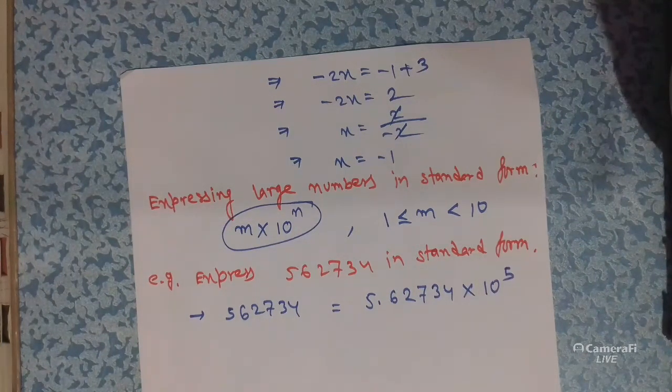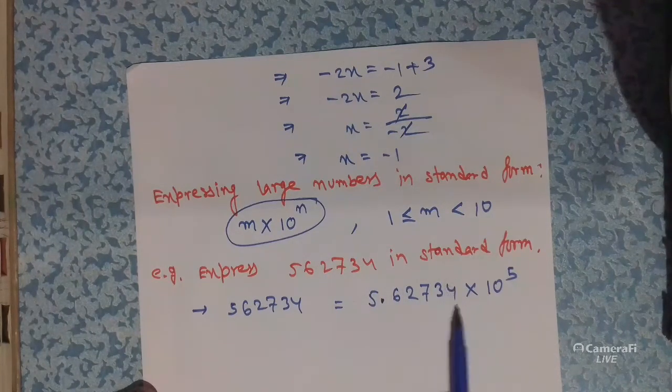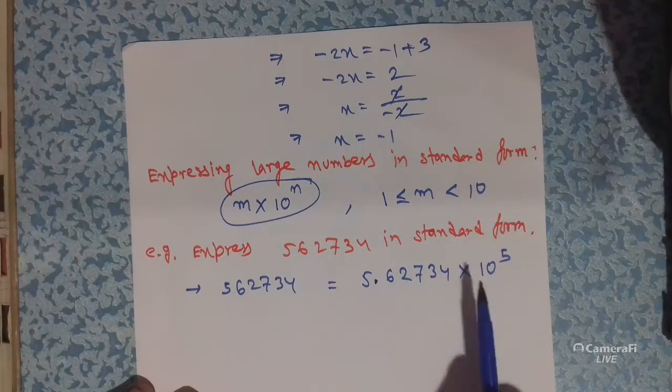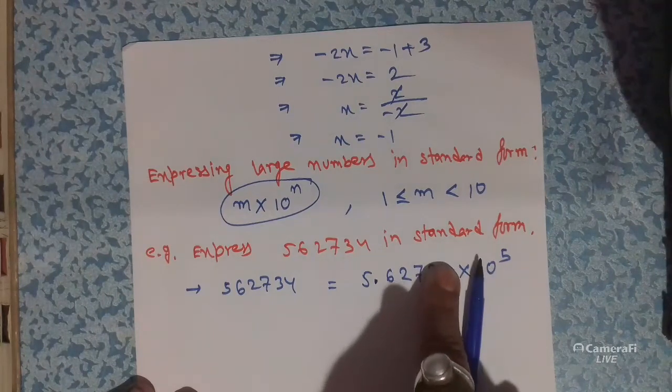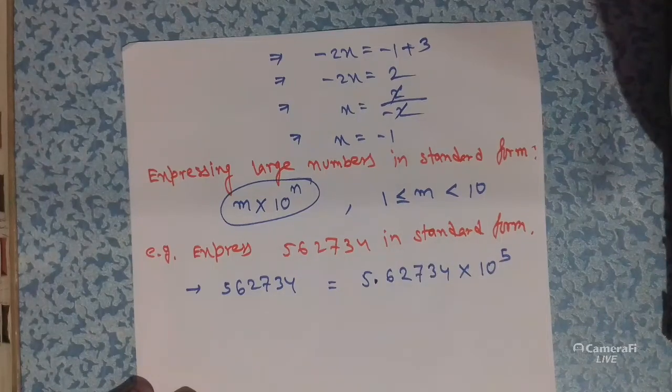So here you can see that one point has been taken. I have taken this point after the first digit, moving towards the left. I repeat once again, I have taken this point after the first digit towards the left. Since after the point there are 5 digits, that's why we have to write 10 to the power 5. If there are 3 digits, then we write 10 to the power 3. If there are 2 digits, then we write 10 to the power 2. I hope you understood.